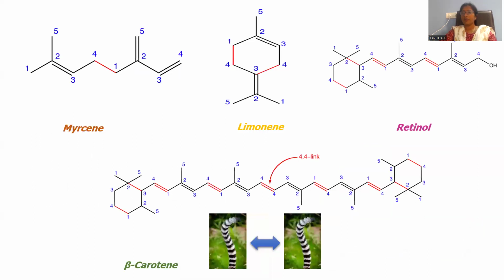Let's see how the combination in accordance with the isoprene rule is possible. First, we are going to consider the compound called myrcene, which is a kind of monoterpene. This is 1, 2, 3, 4, 5, one isoprene unit, and 1, 2, 3, 4, 5, another isoprene unit. These two isoprene units join in the manner of the fourth carbon of one isoprene to the first carbon of another isoprene. This is called a head to tail attachment.